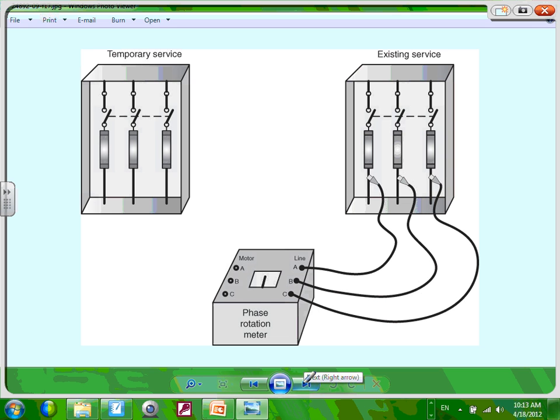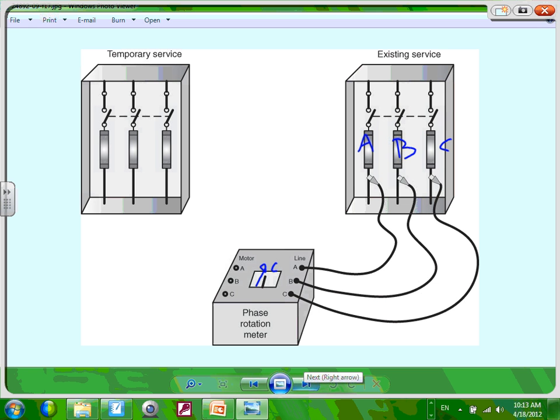So the first thing you need to do is tie it to the existing and flip the switch on. Okay, now if the indicator indicates correct, let's just say correct here, then you go label this one phase A, right? Phase B, phase C. If it says incorrect, guess what you're going to be doing?